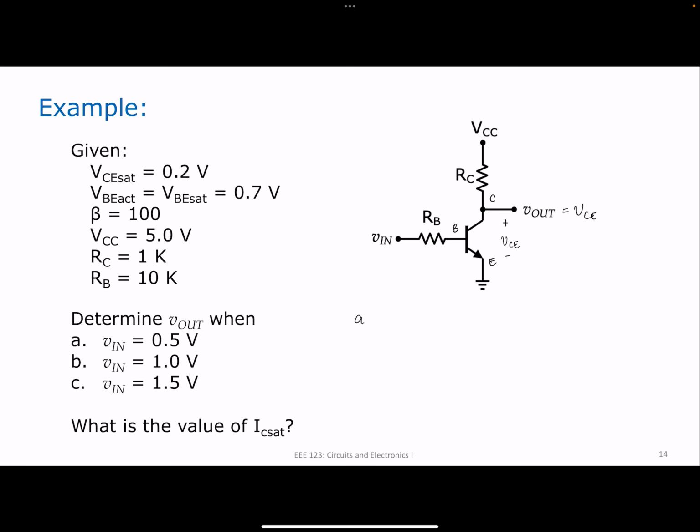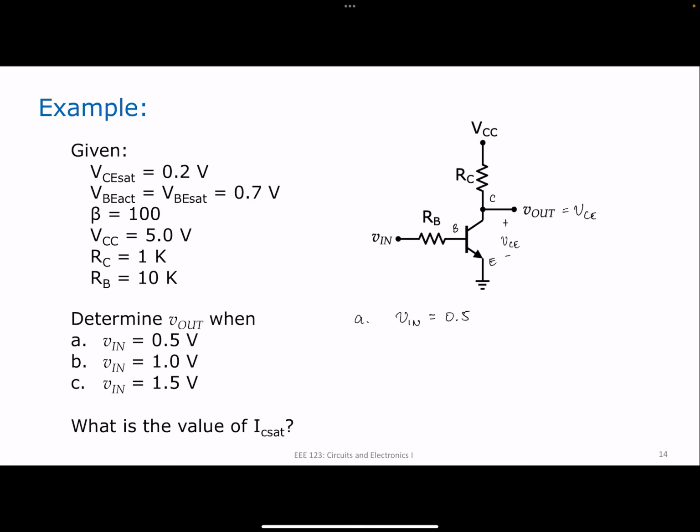V in is equal to 0.5. So I apply that now to my input terminal. Now what's going to happen? For my base emitter to conduct, the open circuit voltage between my base and emitter should be greater than the cut-in voltage or the forward voltage of my base emitter diode, which is approximately equal to 0.7.